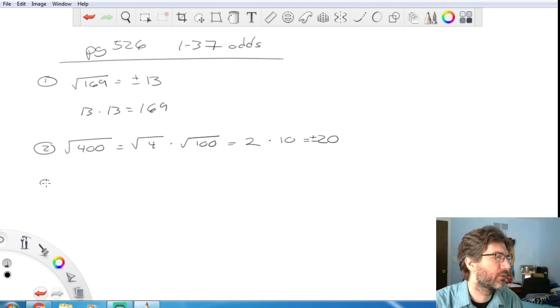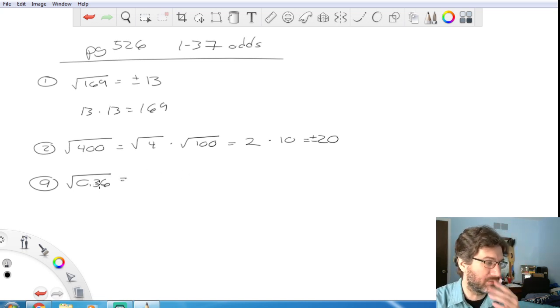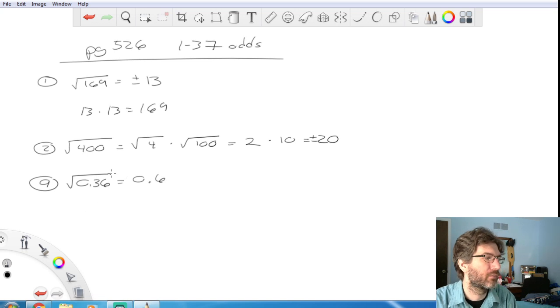I gave you some with decimals, so like number 9, square root of 0.36. Just watch where your decimal point is. Notice how the 36 is a perfect square. Well, one way to look at it is to multiply your radicand by 100 and then divide it by 100 in the end, but really just watch your decimal point. And that's going to be that, plus or minus.